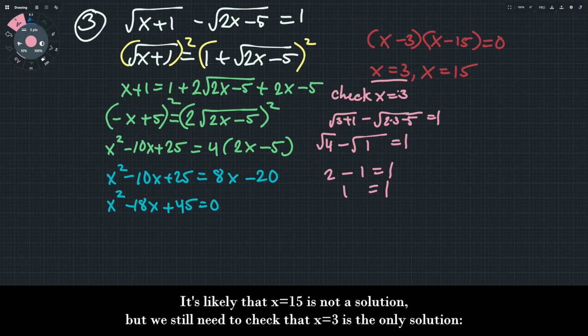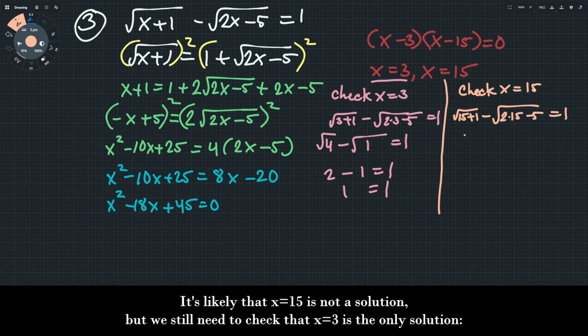It's likely that x equals 15 is not a solution, but we still need to check that x equals 3 is the only solution. So check for x equals 15. Plugging 15 in, we get the square root of 15 plus 1 minus the square root of 2 times 15 minus 5 equals 1. Simplifying, we get the square root of 16 minus, we got 30 minus 5, the square root of 25 equals 1.